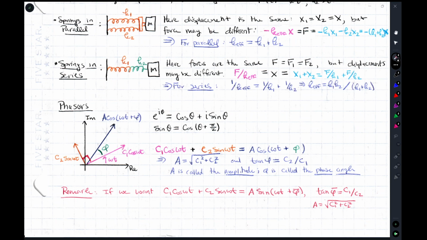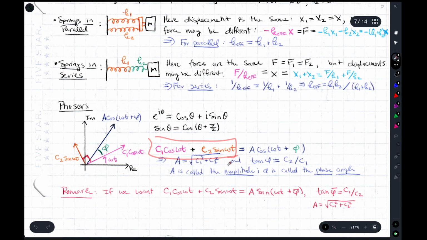Well, let's look at something concretely. Say you have this term right here, and you don't want to just have these two terms like that. You want to add them to get, say, a term that looks like this: just a cosine with a phase angle and a constant in front. How do you do that?